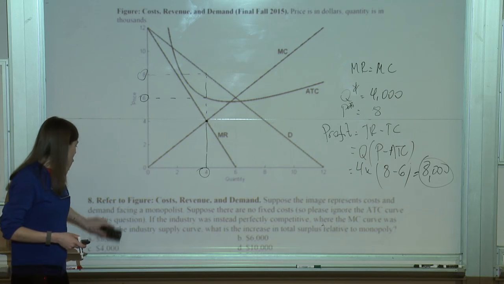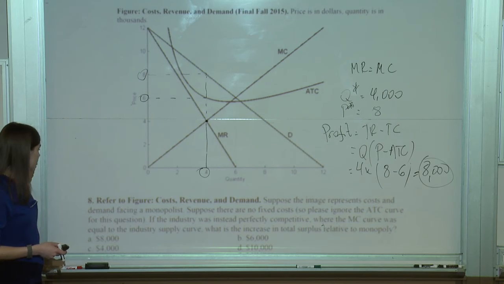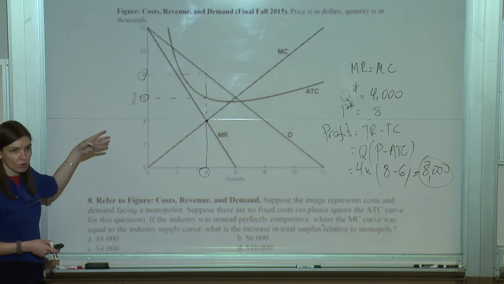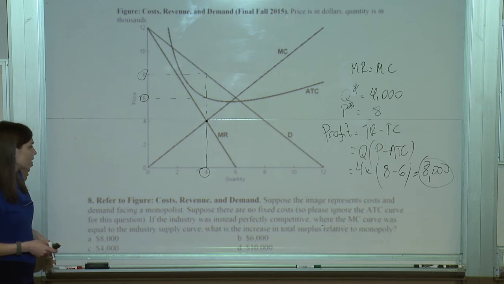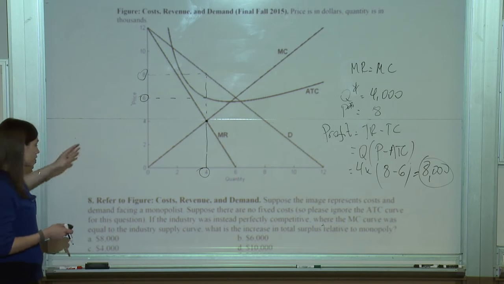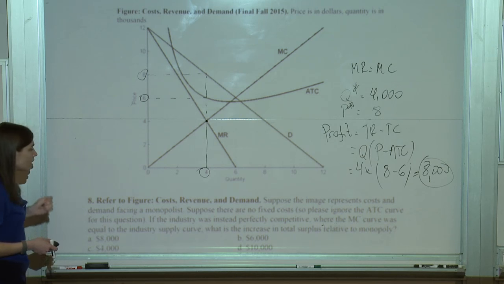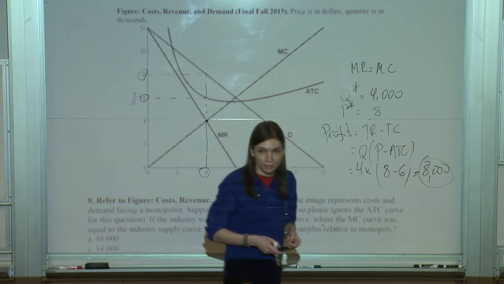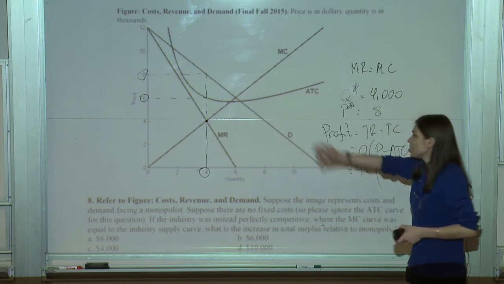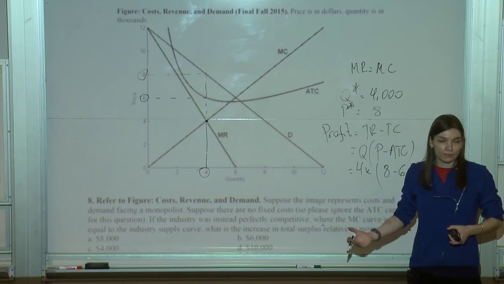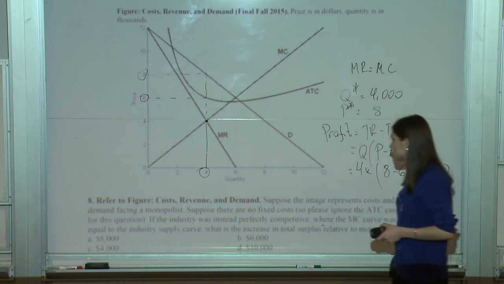All right, again, suppose this is cost and demand facing a monopolist. Suppose there are no fixed costs, so the average total cost curve does not apply anymore. If the industry was instead perfectly competitive, where the marginal cost curve was equal to the industry supply, what is the increase in total surplus relative to monopoly? In other words, if this picture represented perfect competition instead of monopoly, what would be the difference in total surplus in the two cases?